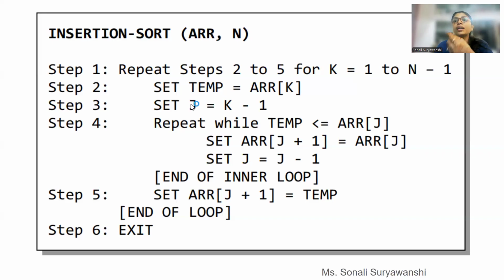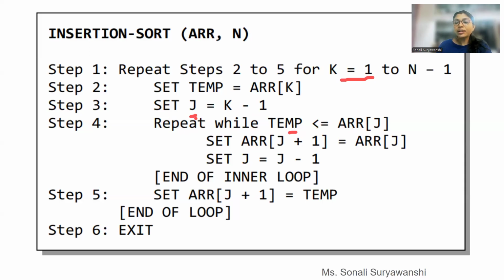We are going to use another iterative variable which is j, and this j is going to point to one location previous to where k is pointing. So let's say k is pointing to 1. Then j is going to point to k minus 1, that means one location previous to that location. And once we set the value of j, we're going to repeat the next two instructions till the value of temp is lesser than or equal to array of j.